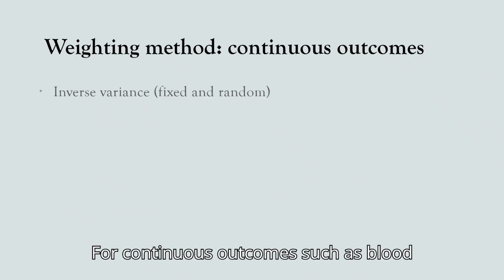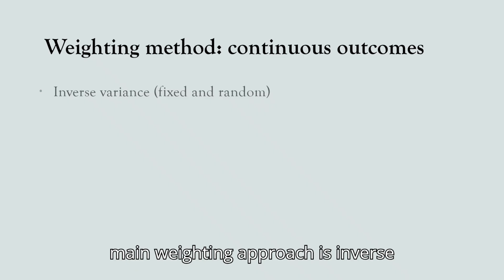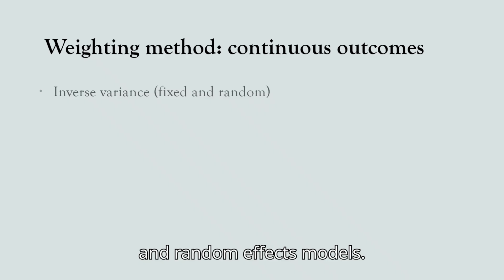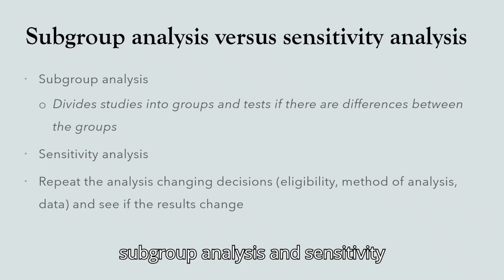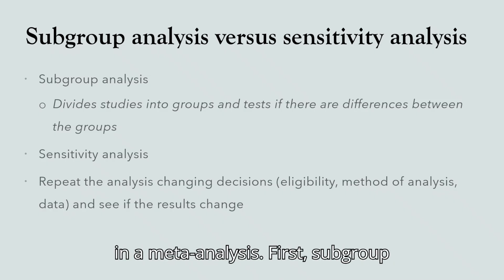For continuous outcomes such as blood pressure or quality of life scores, the main weighting approach is inverse variance. This applies to both fixed and random effects models. Now let's briefly distinguish between subgroup analysis and sensitivity analysis, which serve different purposes in a meta-analysis.